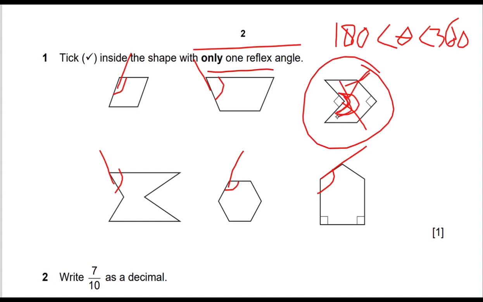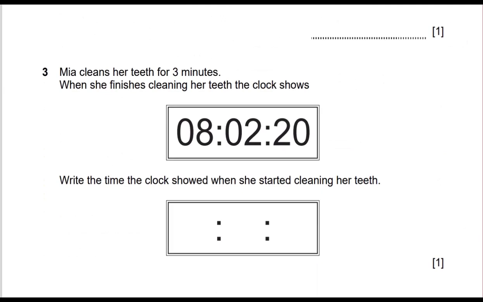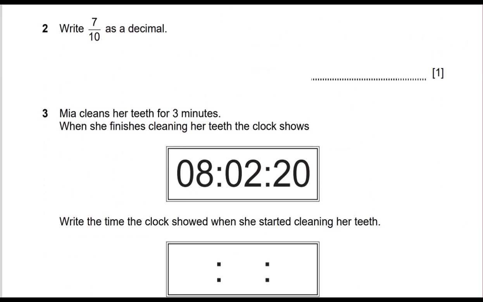Okay, next we move on to question 2. We have the bird background here, guys, so I hope you will enjoy doing this quiz with me, and pause this video if you need time to get your own answer. So 7/10 as a decimal. 7/10, because it's 10, we put 1 decimal place, 7 here. So 0.7 will be our answer. Okay, next, question number 3.